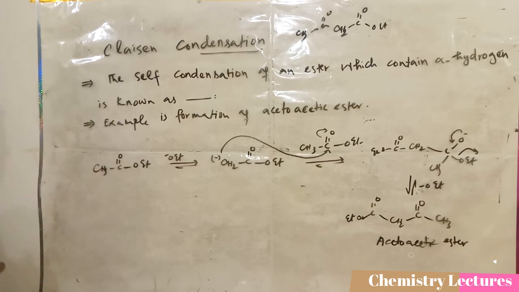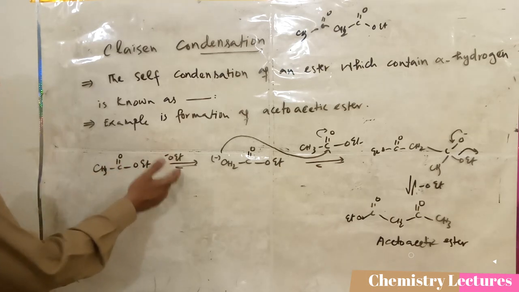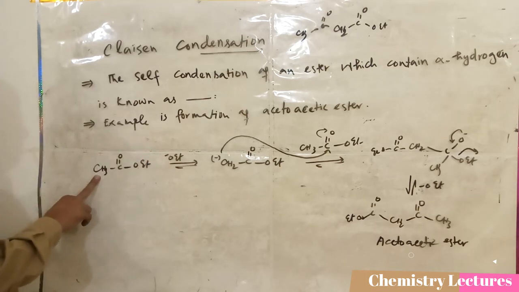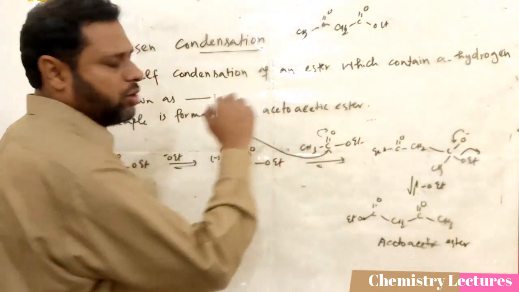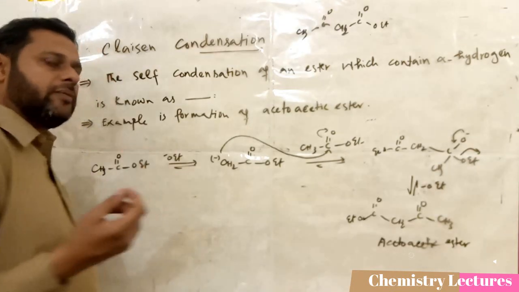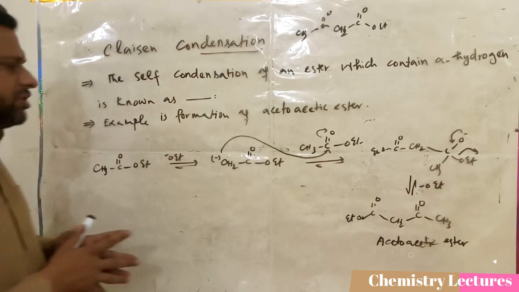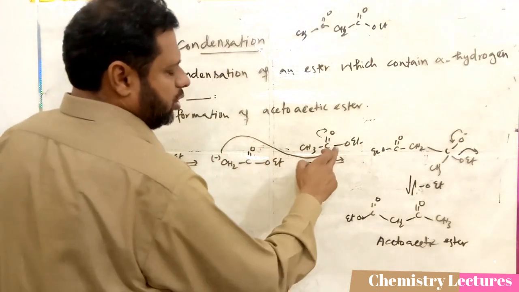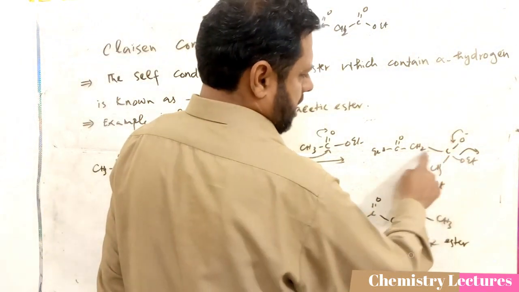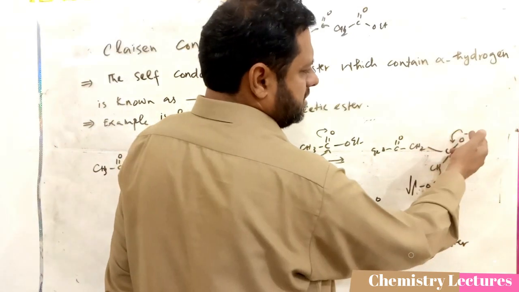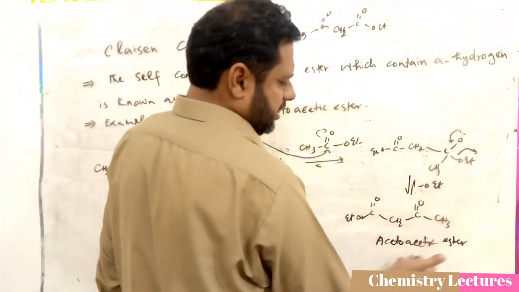Now we come to the mechanism. What happens? When you use ethyl acetate and treat it with the base ethoxide, the base removes a proton from the alpha carbon and a carbanion is formed, and this carbanion attacks another molecule of ethyl acetate. In this case, we do not add any other reagents. We use only ethyl acetate and a base. So this carbanion attacks another molecule of the ester. The negative charge comes to oxygen and a carbon-carbon bond is formed here. When this negative charge comes back, the ethoxide is removed and you get acetoacetic ester.